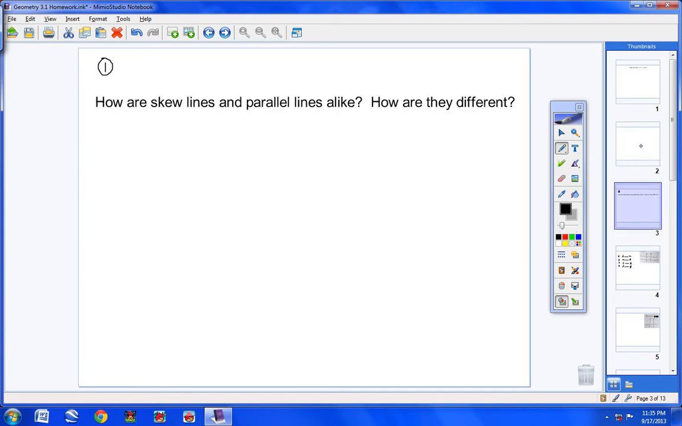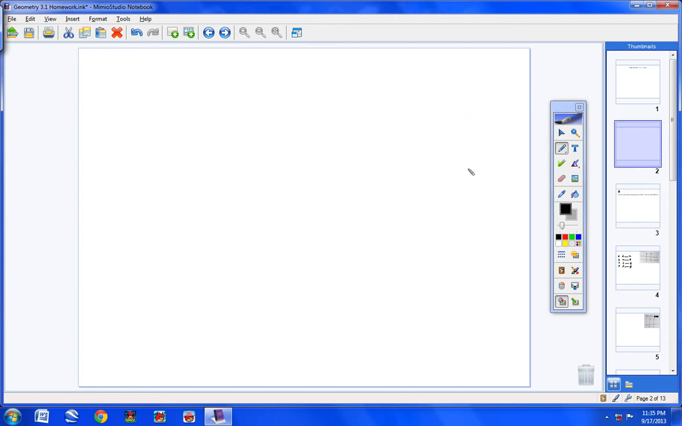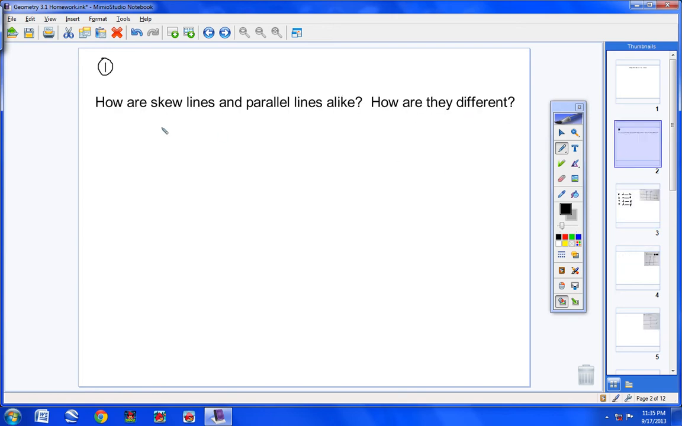Let's start off with number 1. How are skew lines and parallel lines alike? How are they different? A really good thinking question.